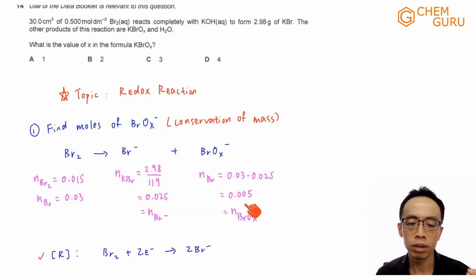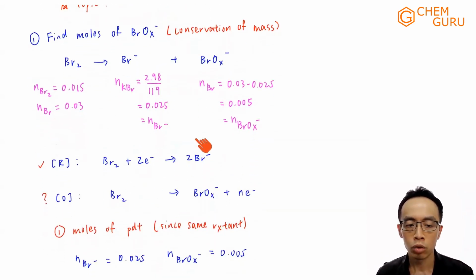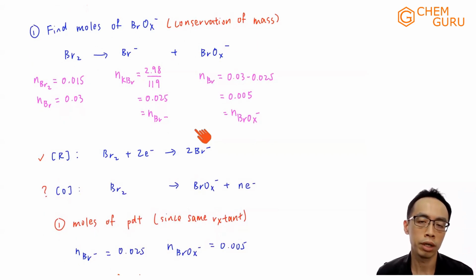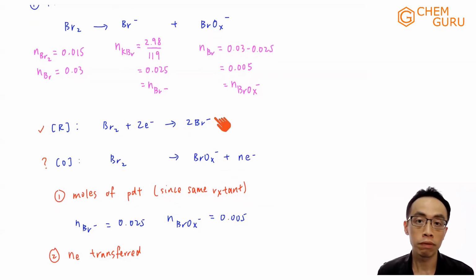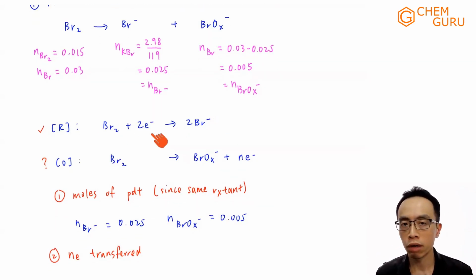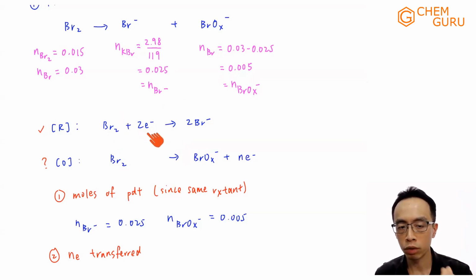So once we have the number of mole of both products, then we can try to determine the change in oxidation state of bromine in BrOx minus. So we have two half equations involving bromine. The reduction half equation involving bromine will be Br2 plus 2 electron to give me 2 Br minus. This half equation is known because I know the oxidation state involving the reactant and the product.